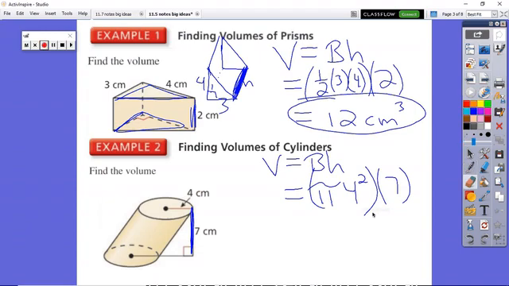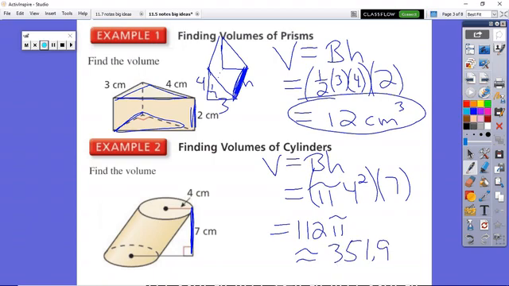Clean up my parentheses a little bit. And when you multiply that out, it doesn't ask for which method. So 16 times 7 is 112. So you can have 112 pi's, or you can multiply it out to get approximately 351.9 cubic centimeters.